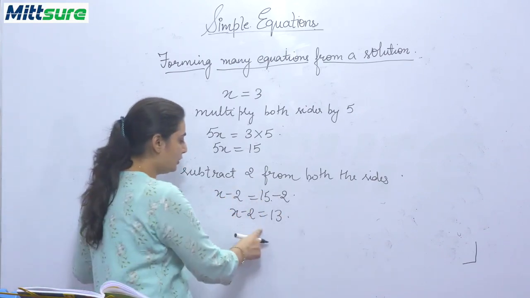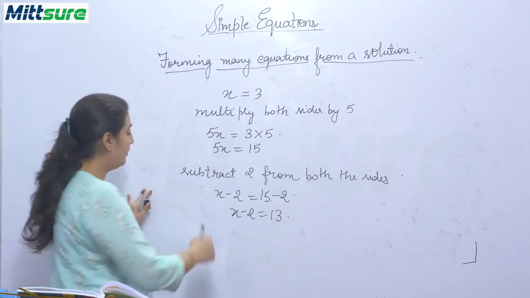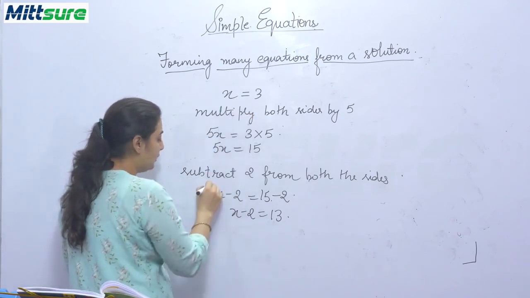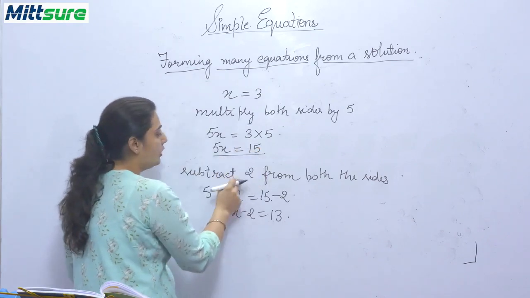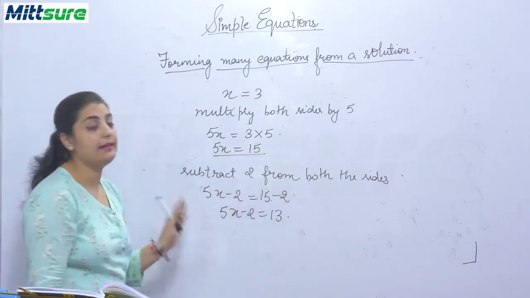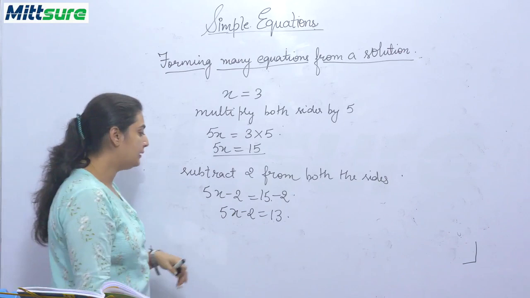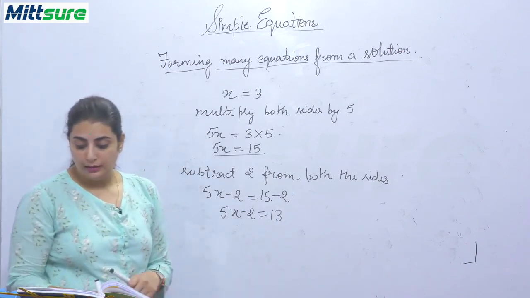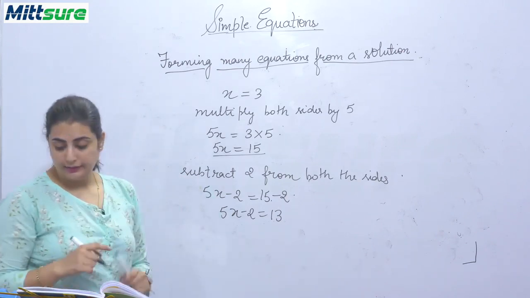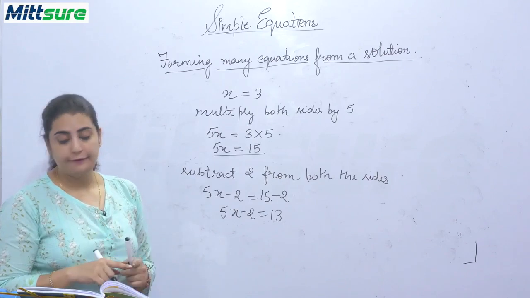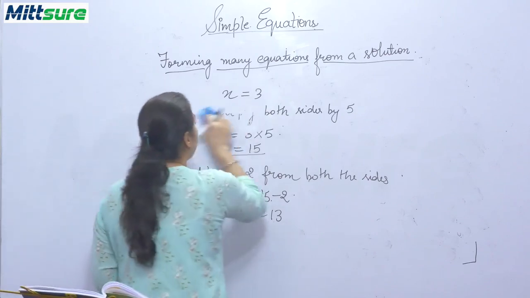Now, if you shift this 2, then here you will not use x is equal to 3. You will use the complete equation, that is this equation. From this equation, you will subtract 2 from both the sides. Then again, the solution for x will be 3 only. Now, suppose I have got x equals to 3, then divide both the sides by 5. One more condition could be that you have to divide both the sides by 5.